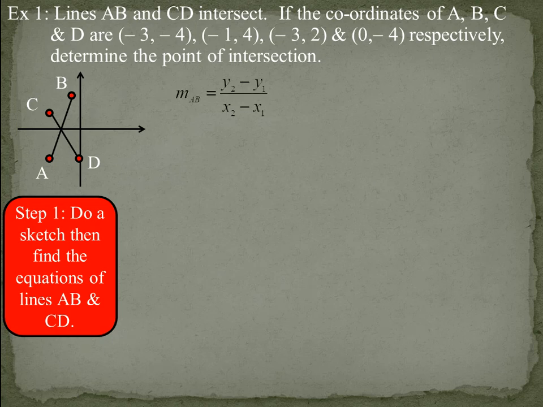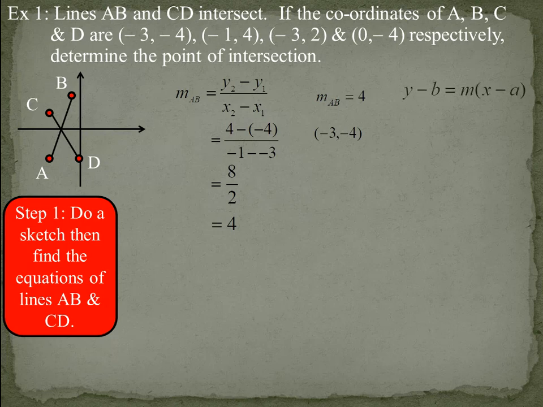So finding the gradient of AB, just use the gradient formula as normal. Watch out for double negatives and negative numbers becoming more negative or becoming positive, things like that. So simplify, simple form, we've got a gradient of 4, which from my diagram, AB does look quite steep, so I'm quite happy with that. So using AB with the coordinate for either A or B, doesn't matter which, with y - b = m(x - a), gives us an equation of y = 4x + 8.